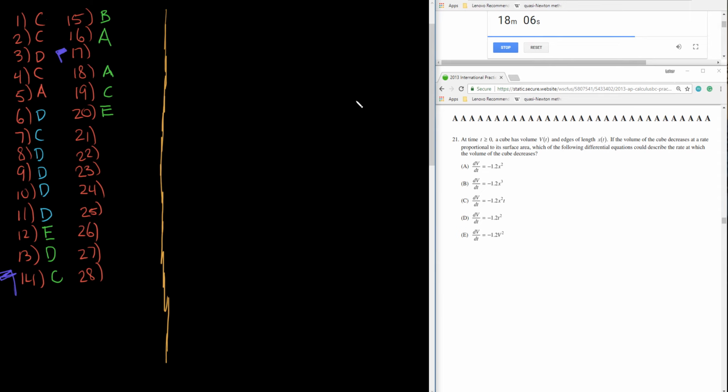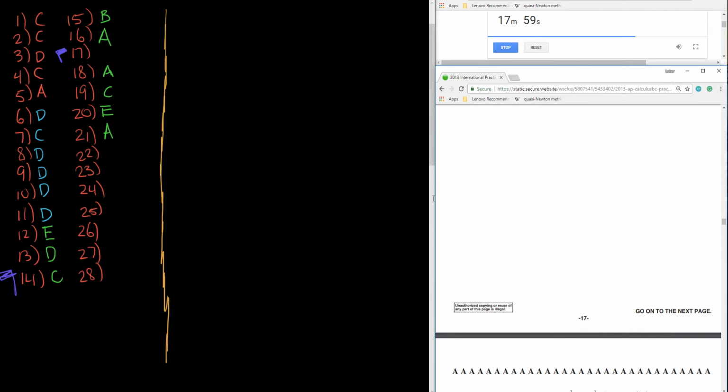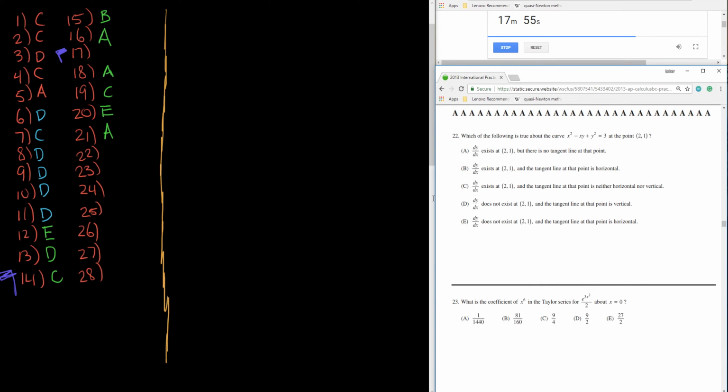Fantastic. Next question. Let's answer A. It's not going to involve volume or time or anything. That's just incorrect. Okay. Which of the following is true about the curve x squared minus xy plus y squared equals 3 at the point (2, 1)? So it's asking all about the derivative.